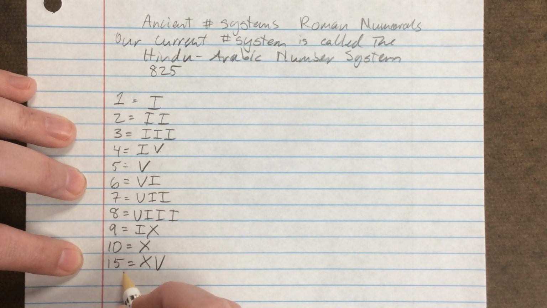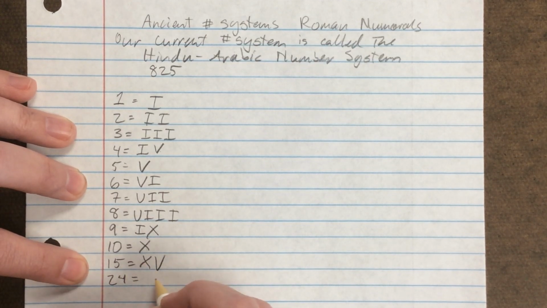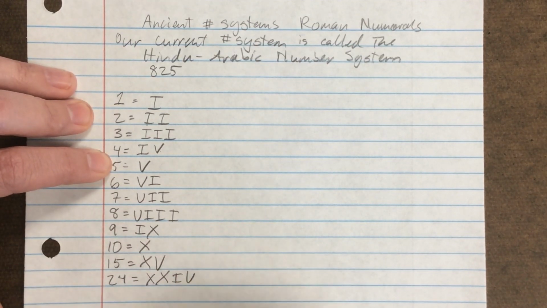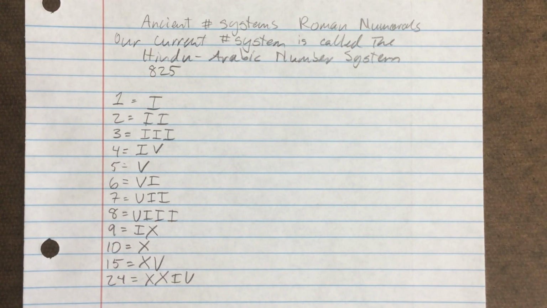Okay, we could do that with, I don't know, 24. Okay, 24, that means we need 2 10s. So that's XX, and then a 4 is IV. So that's 24. So you can see how this is a rather cumbersome number system.